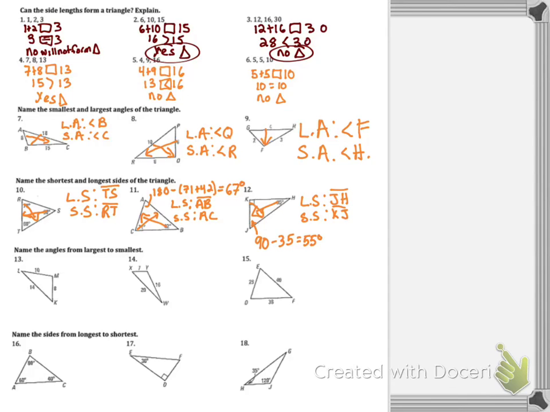The next group down here is: name the angles from largest to smallest. So the largest angle is the angle across from our biggest side. So the measure of angle M, and then remember, I make this super pronounced so you guys can tell the difference, is greater than.